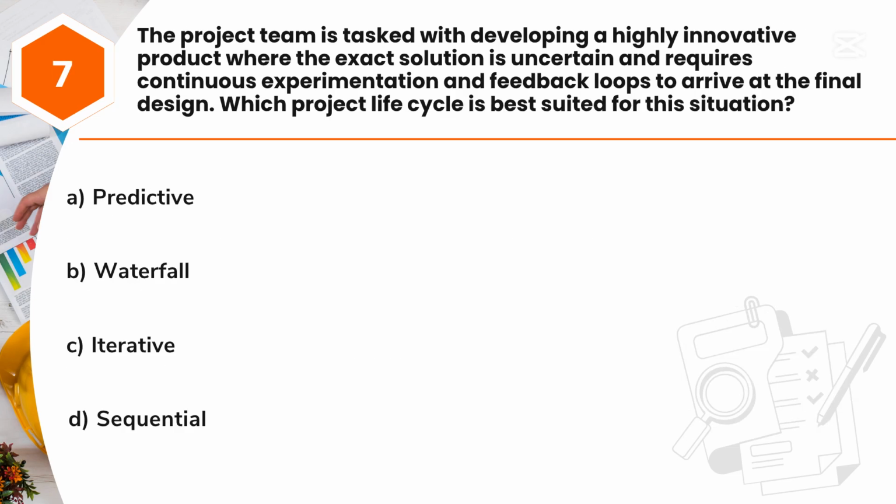Question 7. The project team is tasked with developing a highly innovative product where the exact solution is uncertain and requires continuous experimentation and feedback loops to arrive at the final design. Which project life cycle is best suited for this situation? A. Predictive. B. Waterfall. C. Iterative. D. Sequential.